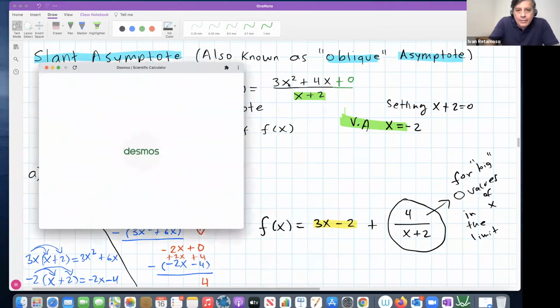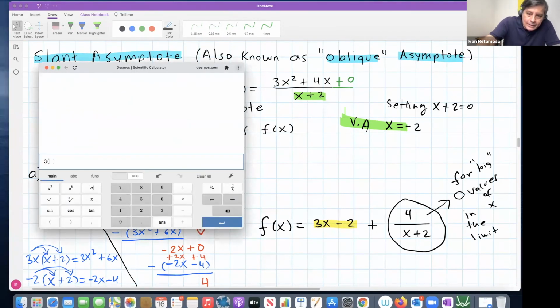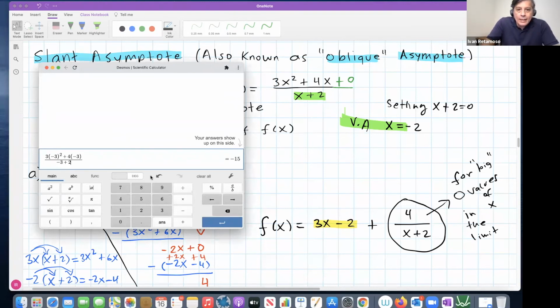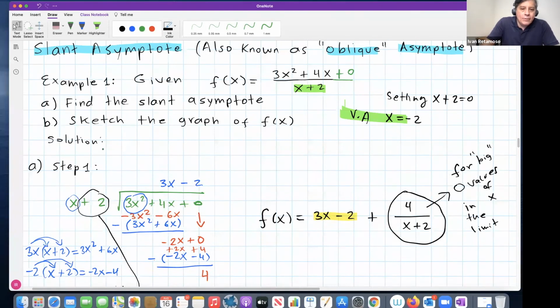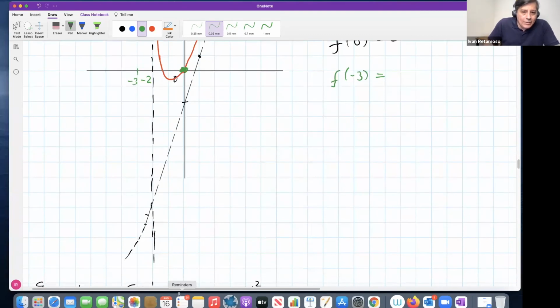So let's do it here in the calculator. So 3 times -3 squared plus 4 times -3, all over -3 plus 2. I get -15, right? So -3 should go with -15. So it's somewhere down here. So it tells me that this point will have an output value somewhere here.